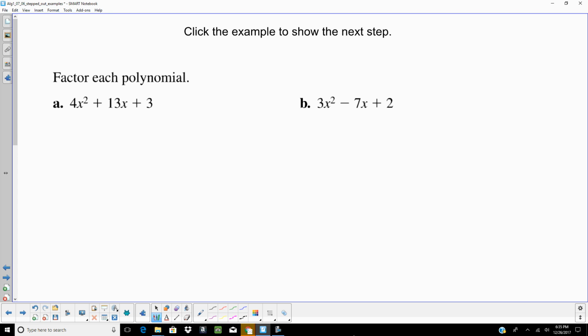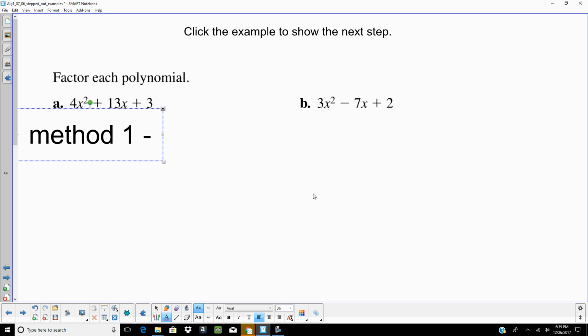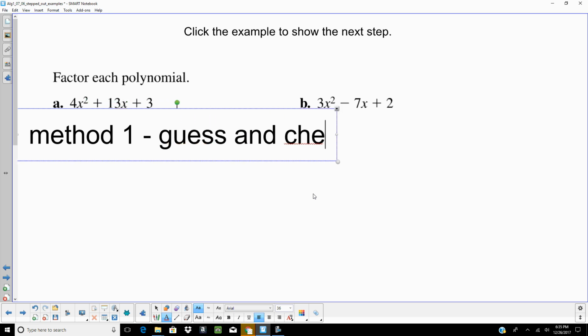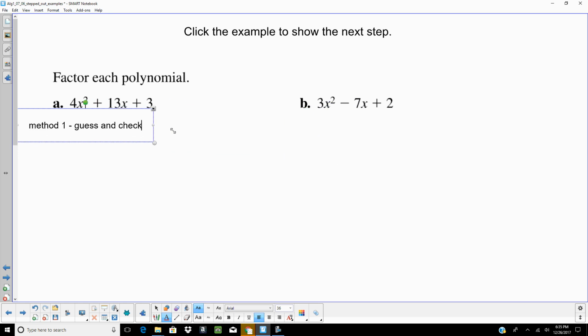However, they're not usually going to be quite that easy. So I'm going to show you two methods. The first method, even though it says guess and check, is actually the faster way of doing it. Especially after you've done this a few times, you get pretty fast at doing it. Your brain kind of checks for you, because what we are really doing is the opposite of FOIL.